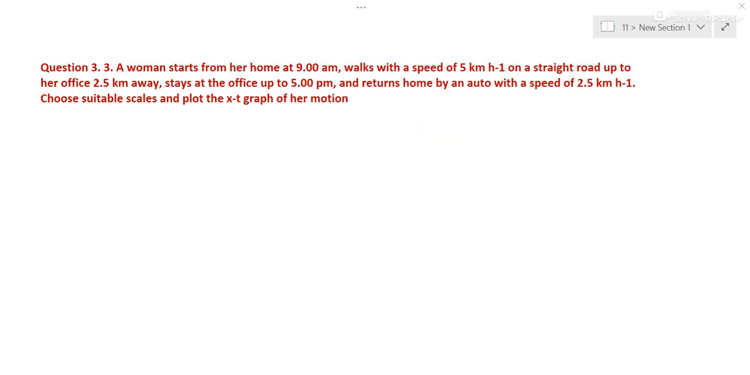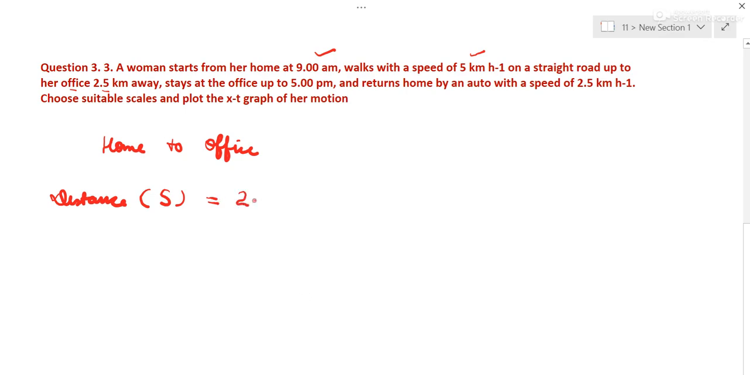Let us see the next question. A woman starts for her office at 9 a.m., walks with a speed of 5 km per hour up to her office, which is 2.5 km away. So home to office. So what is the distance? 2.5 kilometer. And the speed of the woman is 5 km per hour.